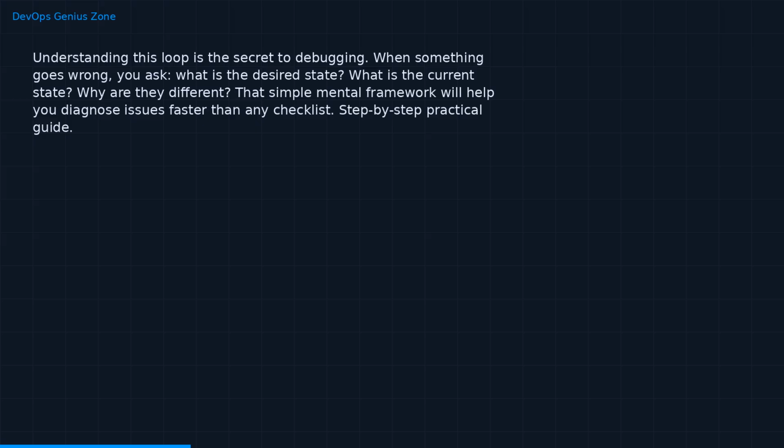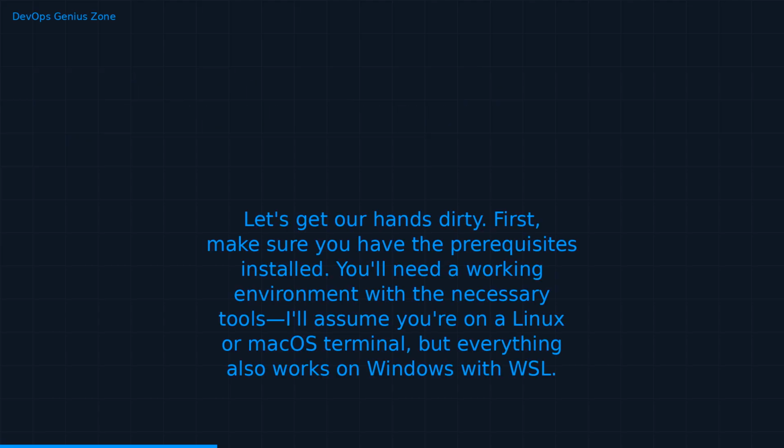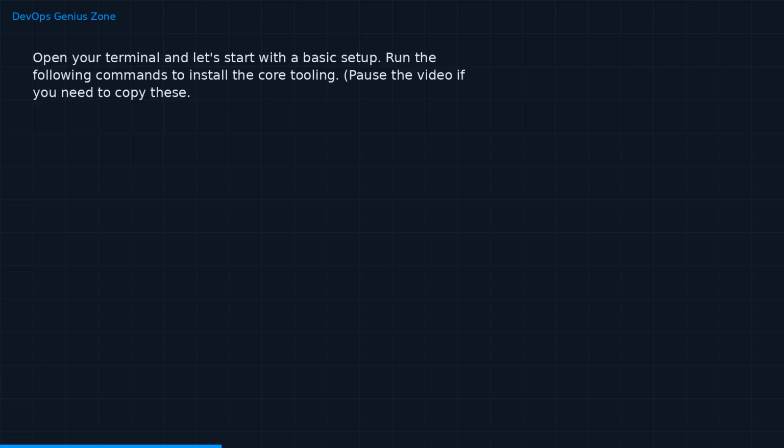Another crucial concept is idempotency. Running the same operation multiple times should produce the same result. This is what makes automation trustworthy. You can run your pipeline 100 times and get a consistent outcome every single time.